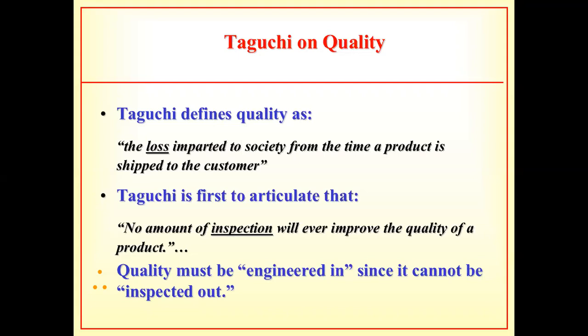So he shifted the focus from manufacturing to design, so that everything must be engineered in right at the design stage. That's why, when this word engineered in came, the quality engineering branch came up. In America, there are specialized master's programs in quality engineering.